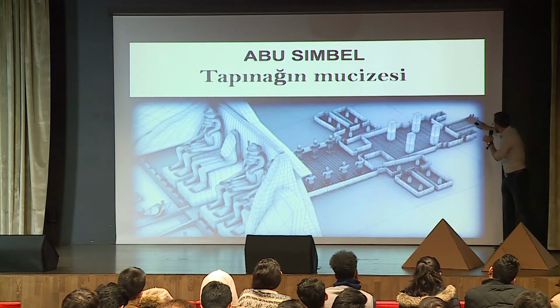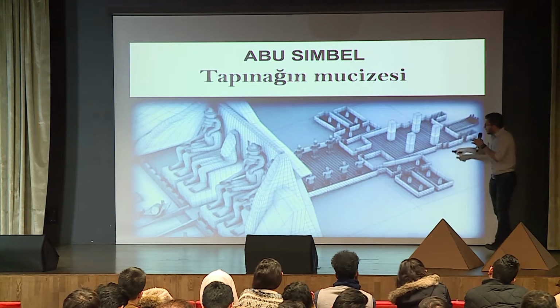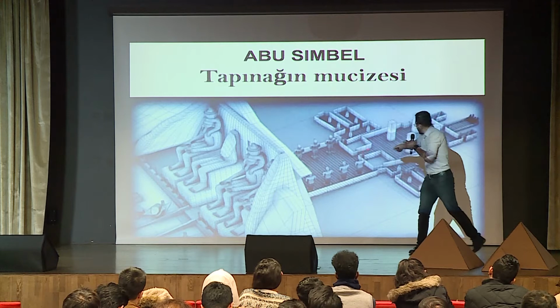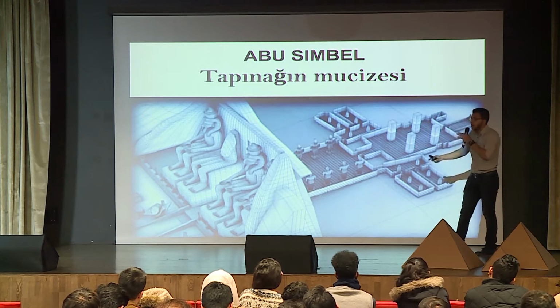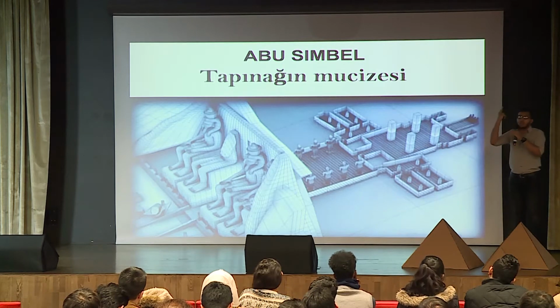Here we can see four small statues of the pharaoh and his family. The architect designed this temple so the sun will never go inside the building and light these statues except two days in the year: the day of the birth of the pharaoh and the day of the commemoration of the pharaoh.